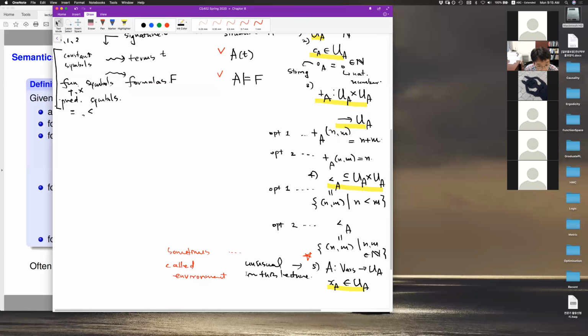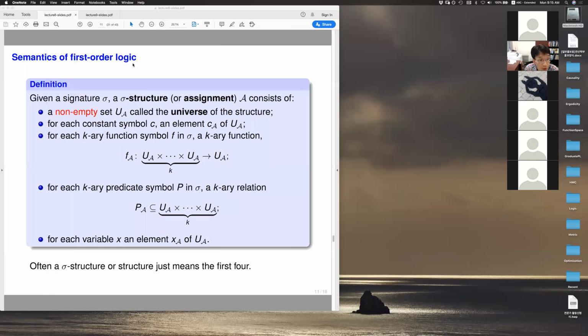But this is the convention that we're going to take in this lecture. Okay, so this is a reminder of what we did before. As I said, this is the definition of a structure with underlying universe, semantics of constants, semantics of function symbols, semantics of predicates, and semantics of all the variables. One important bit is that the underlying universe has to be non-empty. This is a convention we take, which will simplify much of the development.